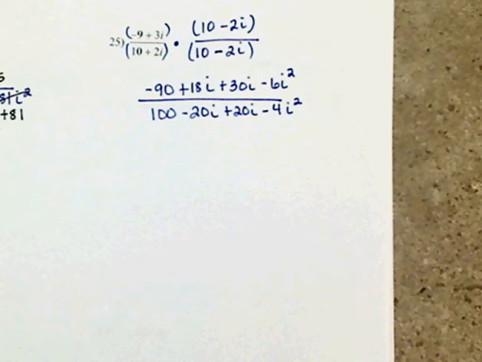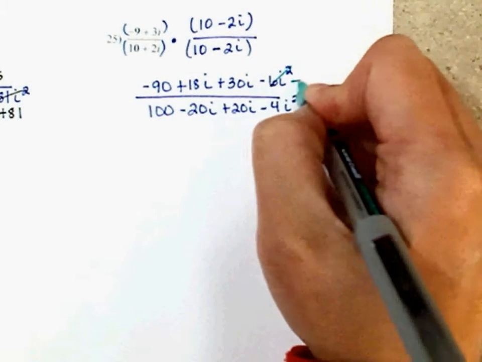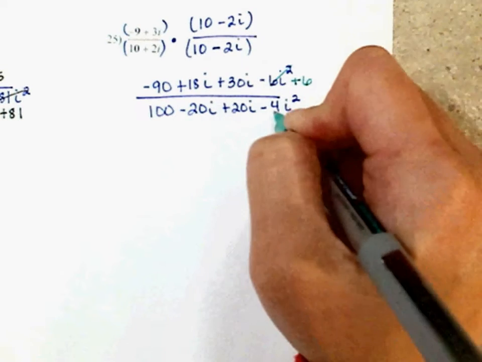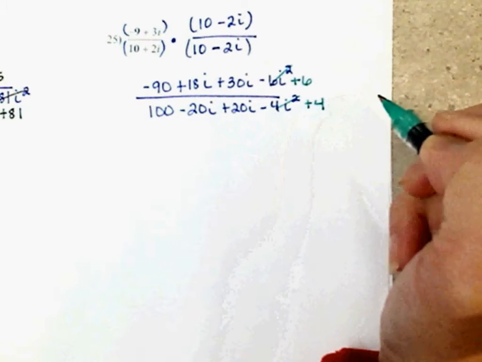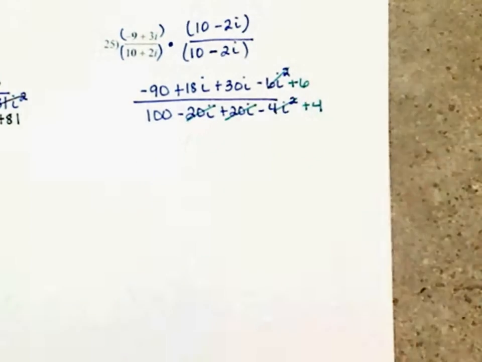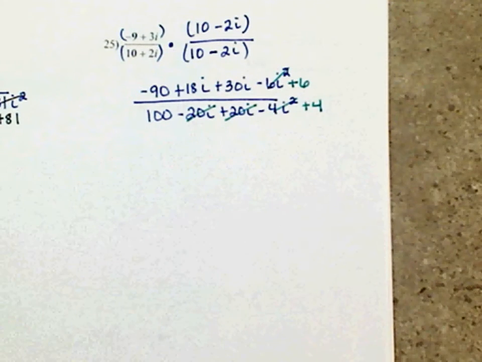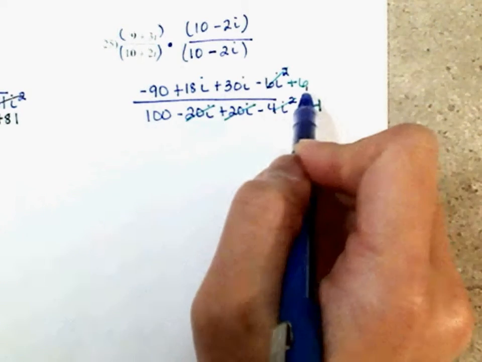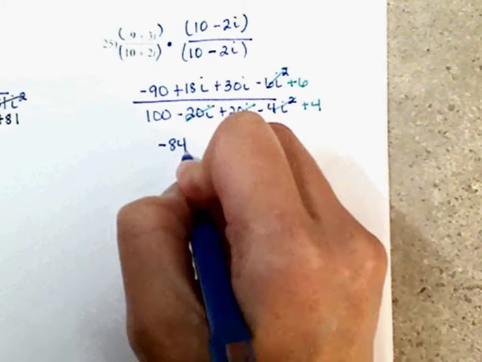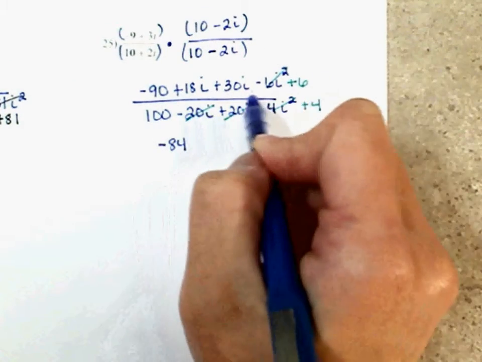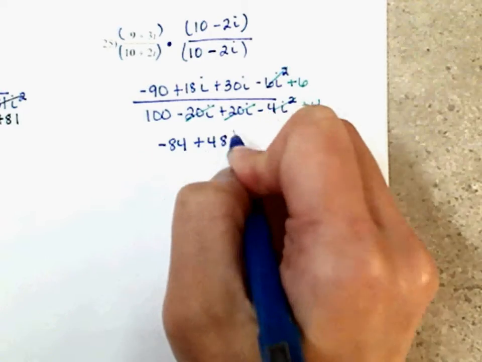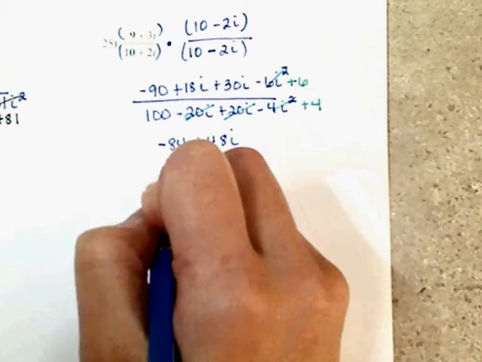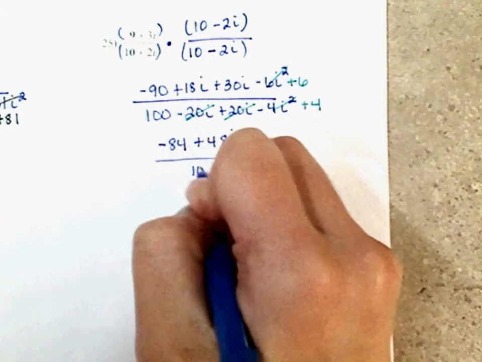Okay. Let's go ahead and simplify a few things. Negative and negative becomes a positive 6. Negative 4 times negative 1 becomes a positive 4. These are exact opposite that give you 0. Okay? All right, let's combine a few things. Negative 90, like terms. Negative 90 plus 6 is negative 84. 18i plus 30i is positive 48i. Okay. And what is 100 plus 4? 104.